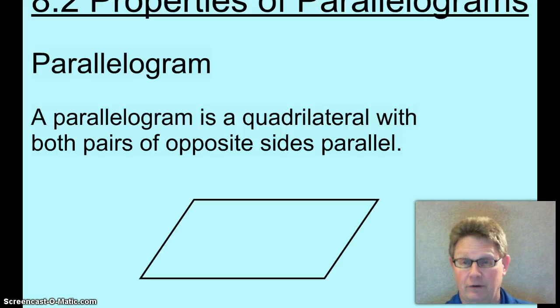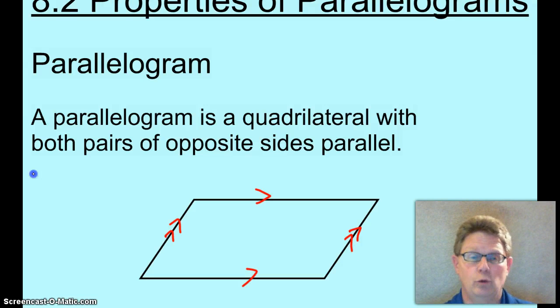A parallelogram is a quadrilateral with both pairs of opposite sides parallel. So the thing that you are given is that this side is parallel to that side, and this side is parallel to that side. That's why it's called a parallelogram. Pretty cool, huh? Well, you got some cool properties going on with parallelograms.